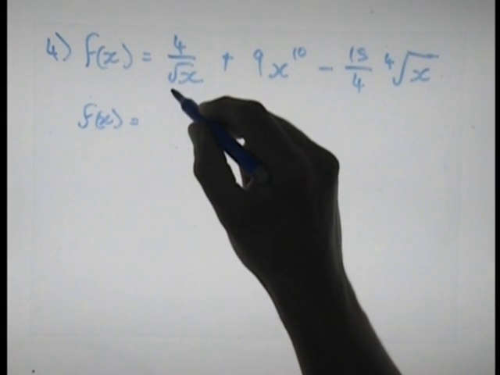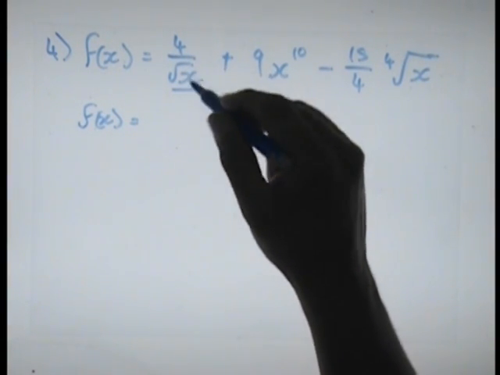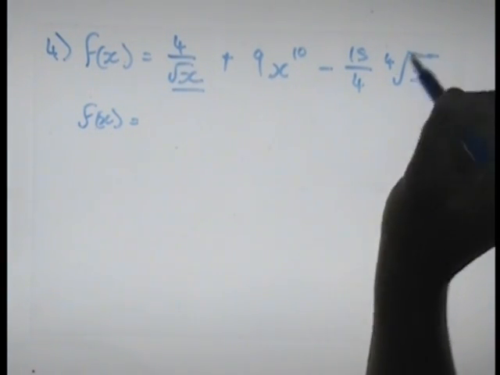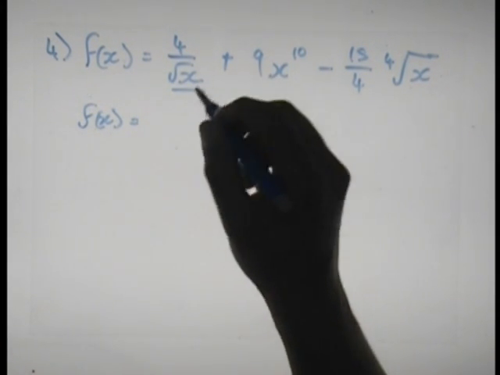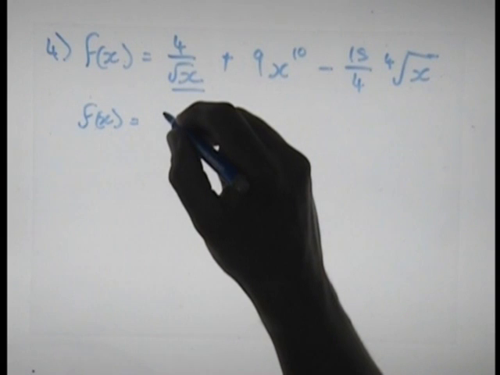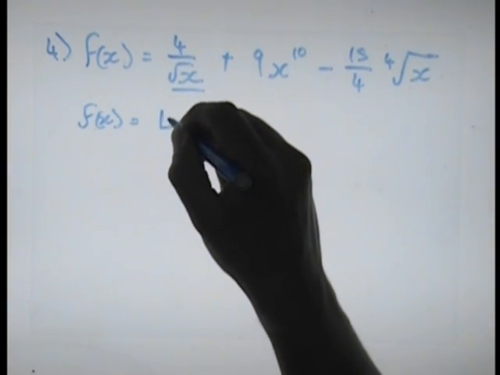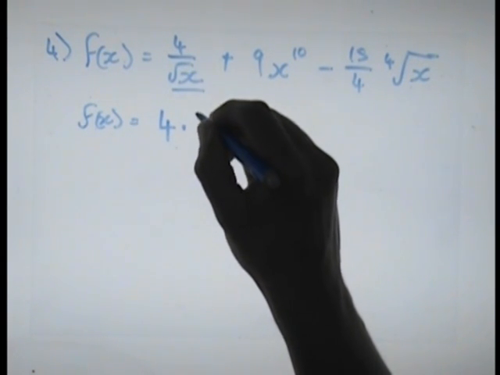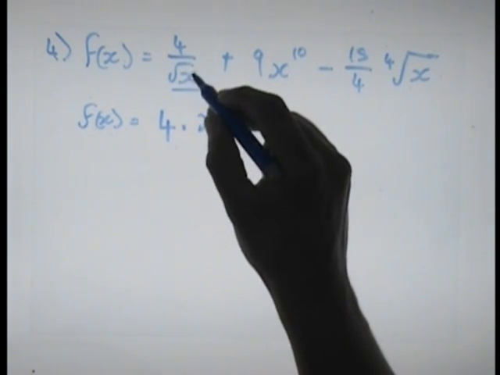I'm going to take all of my x's to the top, all of the x's that are in the denominators, and I'm going to get rid of all of those square root signs and the fourth root and all the rest. I'm going to get it in the simplest form to exponents, to either a negative exponent or a fraction exponent. This will become 4 multiplied by x to the power negative a half.